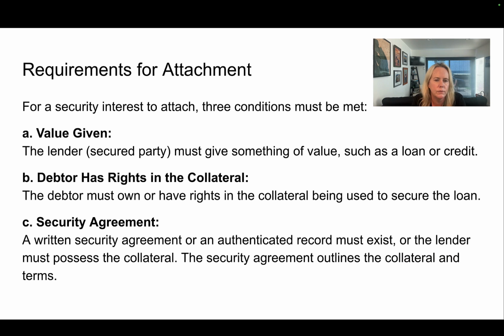So the requirements for a security interest to attach, you have to have a lender that gives something of value, such as a loan. The debtor has to own or have rights in the collateral that's being used to secure the loan. So if a lender gives me a loan for a car that's not going to be mine, I'm not really buying the car. I guess I'm just like renting the car. So I have to have some kind of ownership value in the collateral as well. We each have ownership in the collateral, so to speak.